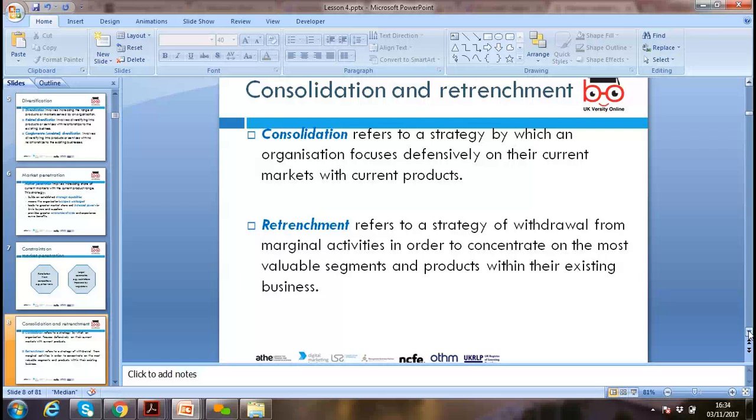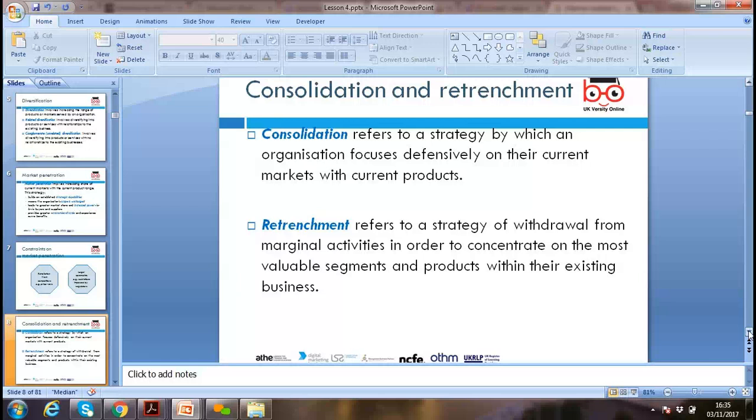Retrenchment refers to the strategies of withdrawing from marginal activities in order to concentrate on the most valued segment of the product within the existing business. Like Unilever, they divested their investments. They used to have 450 brands. They have reduced it to 150, 80 brands now.